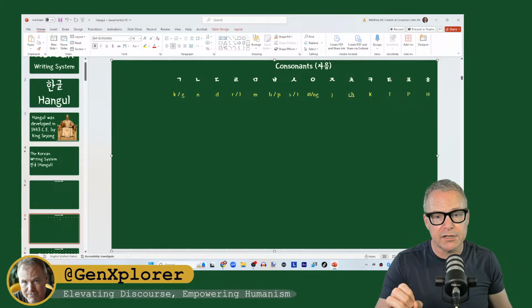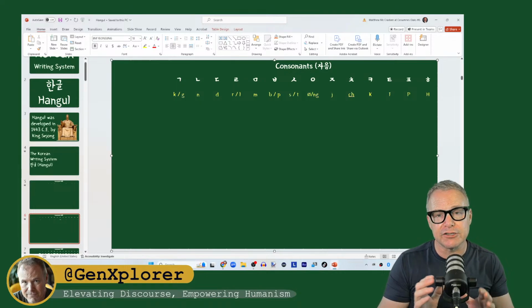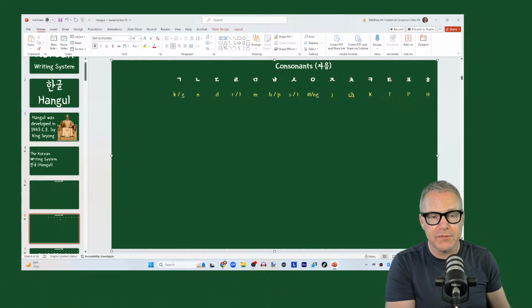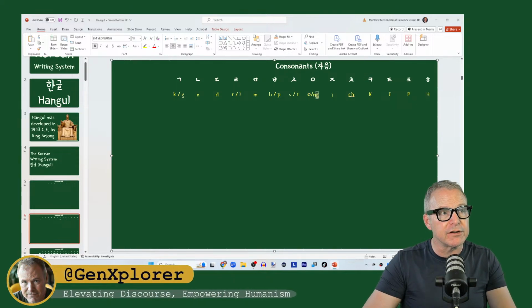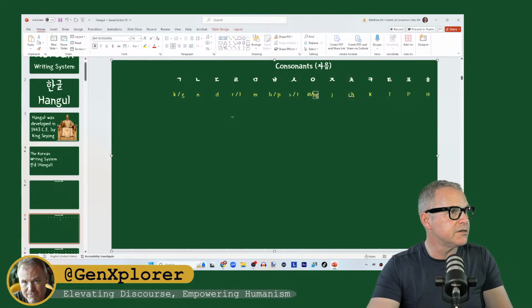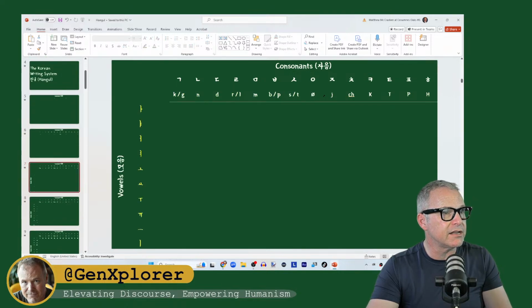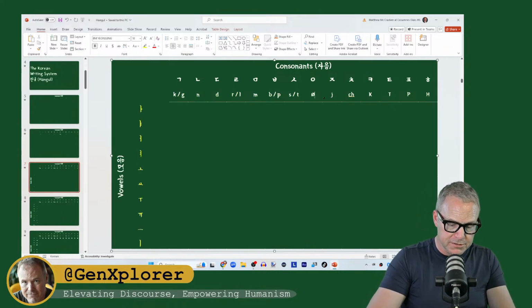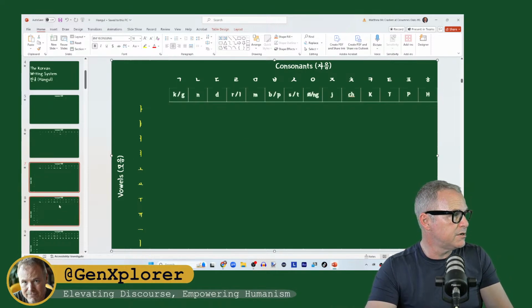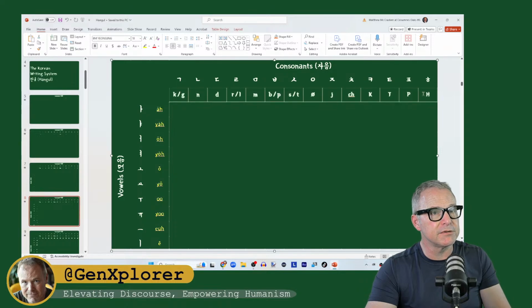It's where the zero consonant comes in. This letter is called ieung, and it has no sound at the beginning of a syllable. If it's placed at the end of a syllable, however, that's when it has the ng sound. Okay, so I wanted to make sure I got that in there, and I want to get that in this part too. And I think we just need to do some updating of the whole sheet here probably. Yep.